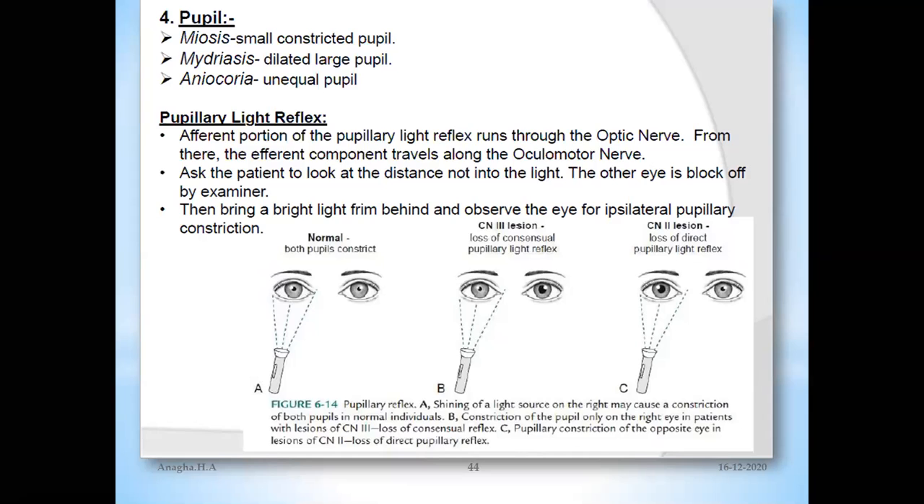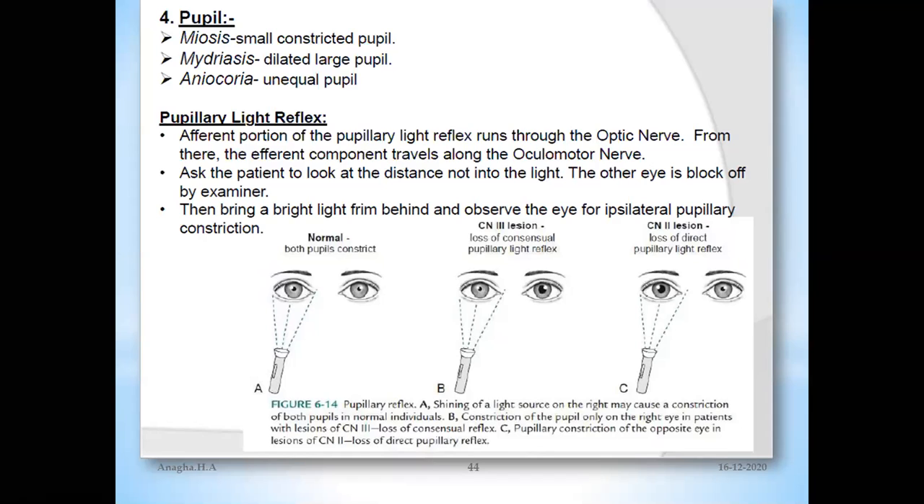So the pupillary size depends on the balance between the parasympathetic nervous system, which causes constriction, and the sympathetic nervous system, which causes dilation via the sympathetic pathway originating in the hypothalamus. So both the optic and oculomotor nerves are working here, and both the sympathetic and parasympathetic nervous systems are also working here.